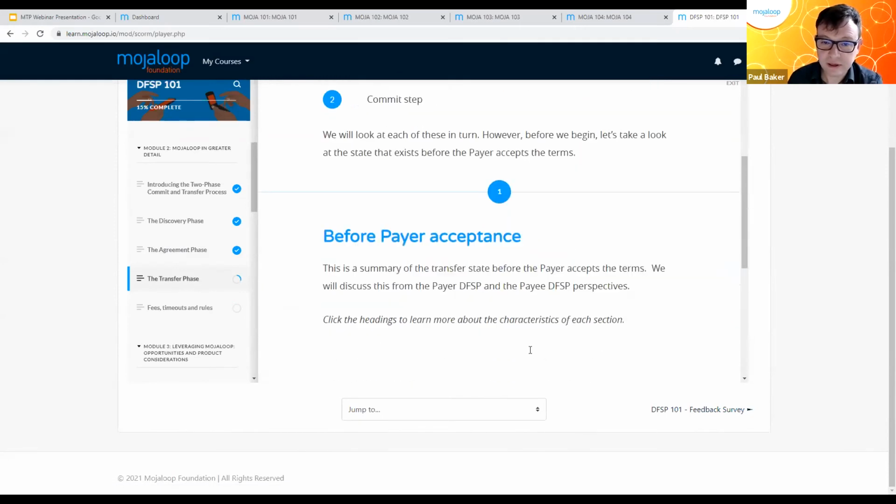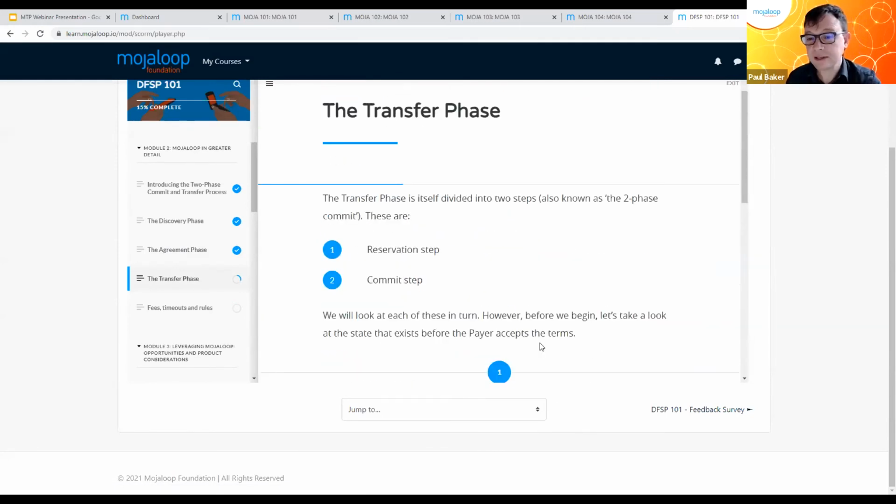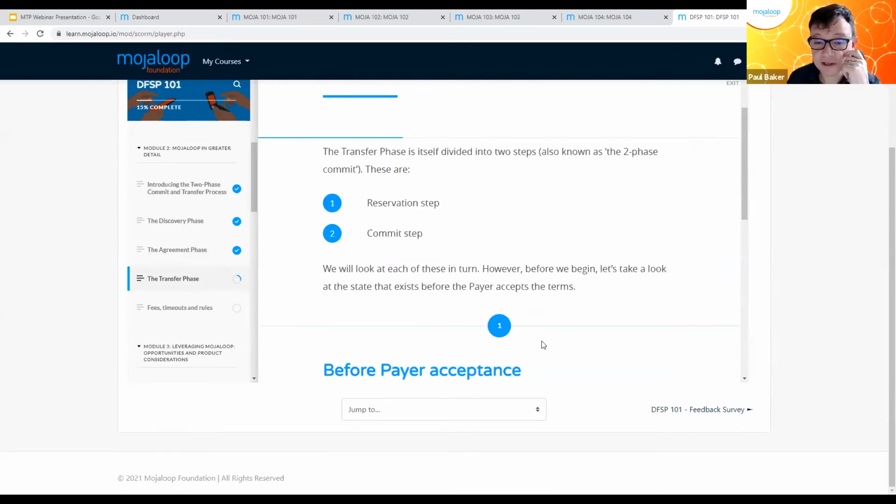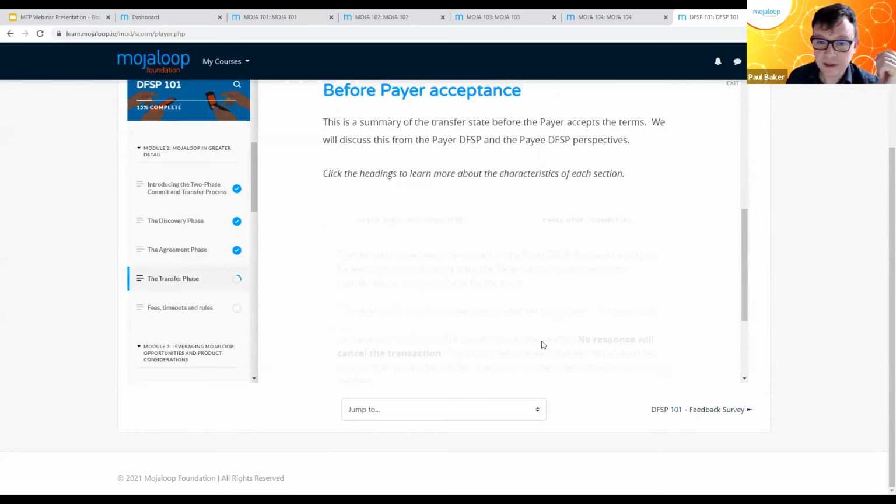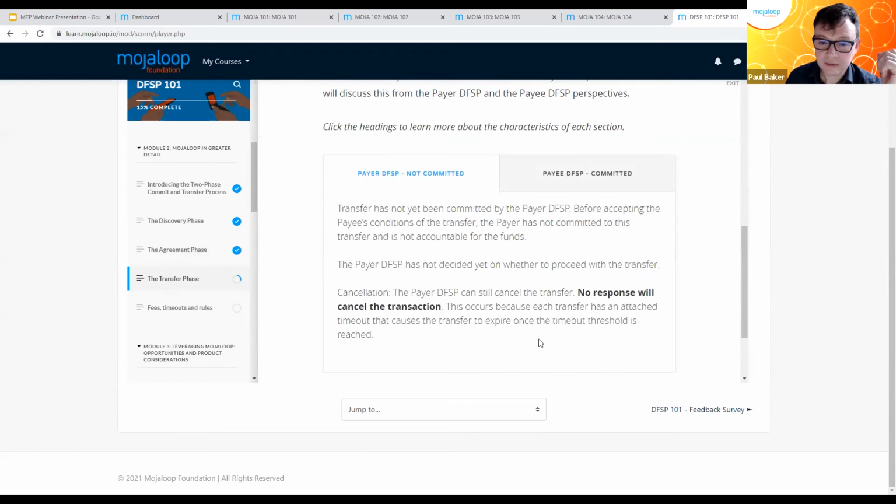the transfer phase itself, and this happens in those two phases, the reservation phase and the commit phase. Just before the transfer phase starts, and this is very interesting, the payer, in fact, is not committed at all to send any information.